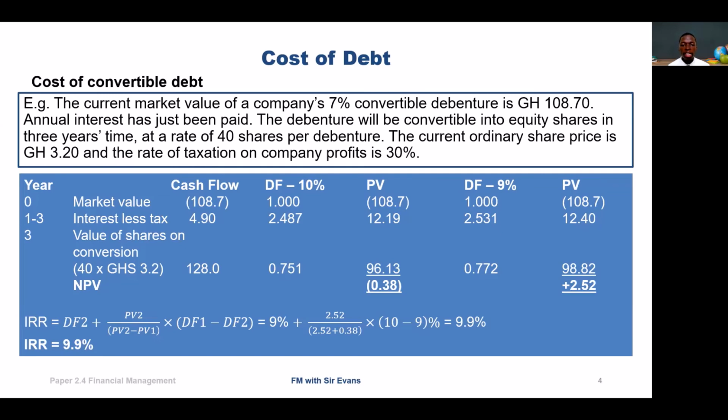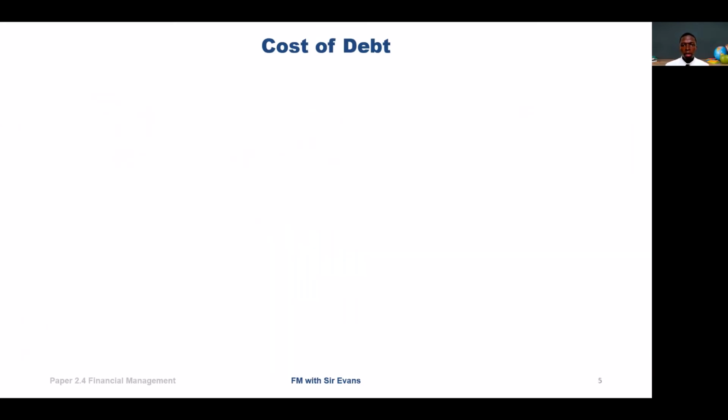So now we are saying that the cost of convertible as a straight bond will obviously be less than the 9.9% when you apply, since the market value is above par. The market value is 108.7. So when you do that, you will find that the cost of the convertible, if it were a straight bond, is going to be less than this 9.9%. Therefore, the market expects the bond to be converted into equity, and the after-tax cost is 9.9%.